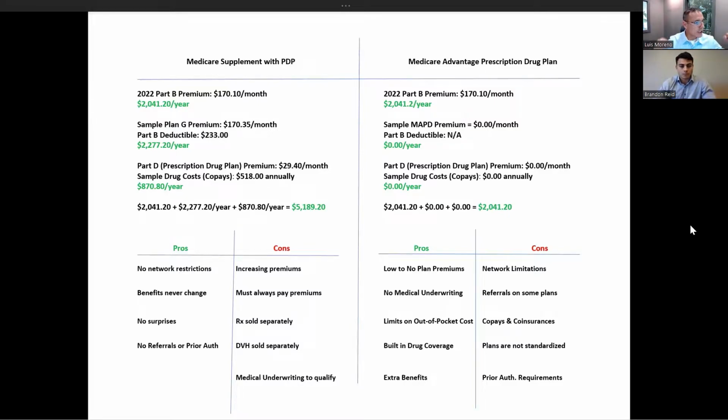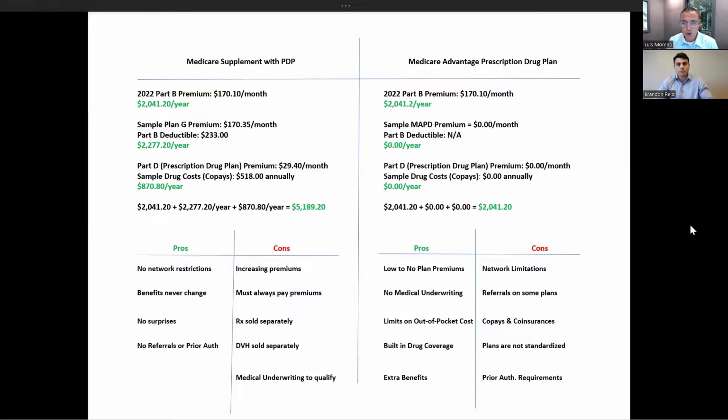Some of these seniors like to go work out. They could be paying a gym membership. Okay, well, if they're on an MA plan, they're going to get a gym membership covered. So that's another savings. So guys, we do have a lot of potential savings with the MA because they're going to be getting a ton of extra benefits on the Medicare Advantage side.